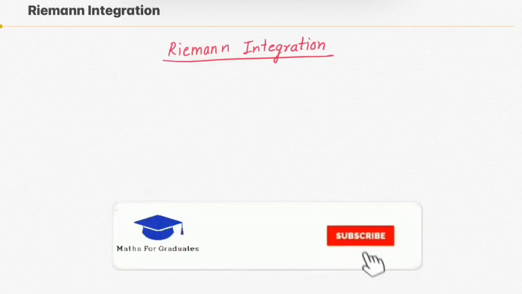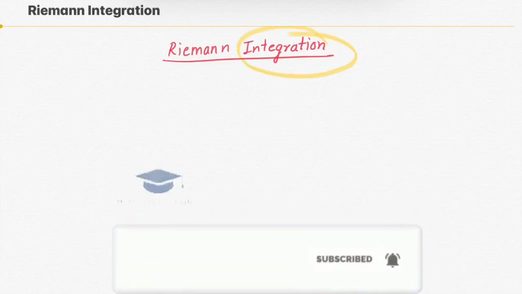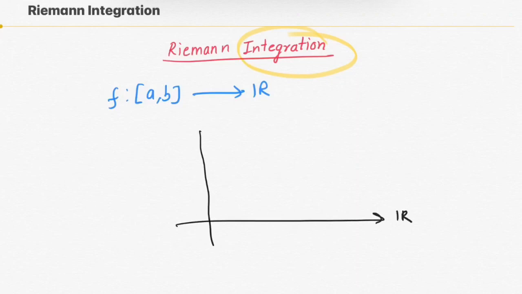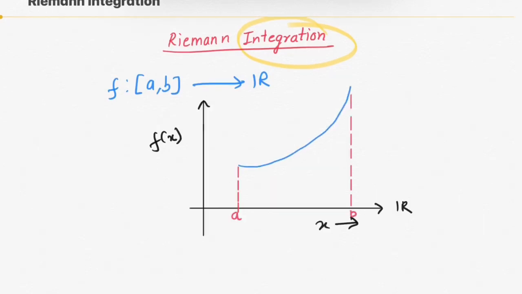Today we will discuss a very important topic of real analysis, Riemann integration. Okay, so let's start. This word integration is concerned with the problem of finding the area of a region under a curve. Now consider a function f from the closed interval [a, b] to the set of real numbers. Suppose the graph of the function is something like this. Now we have to find the area of the region under this curve.